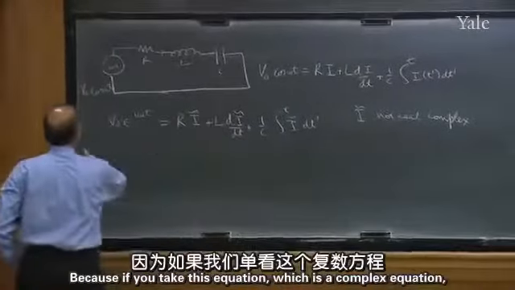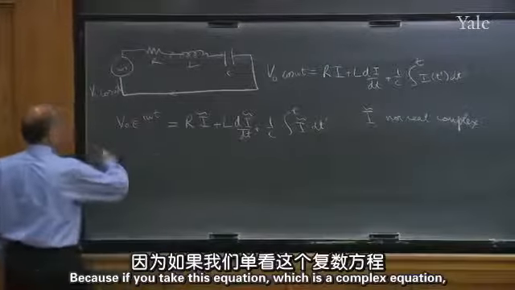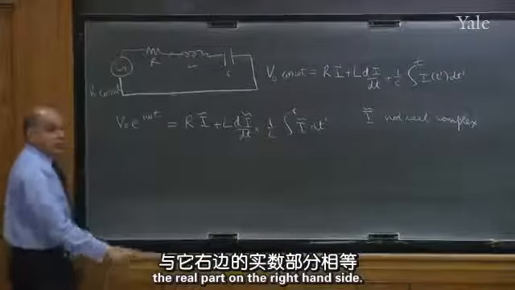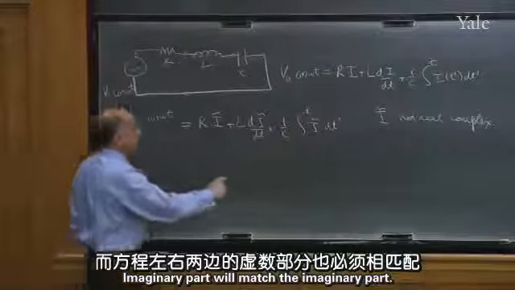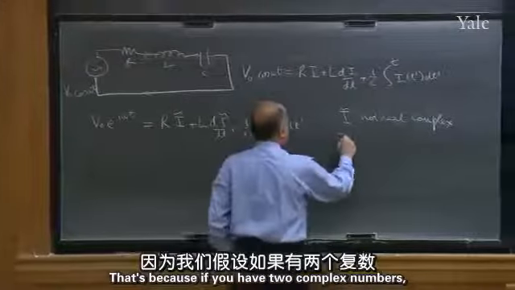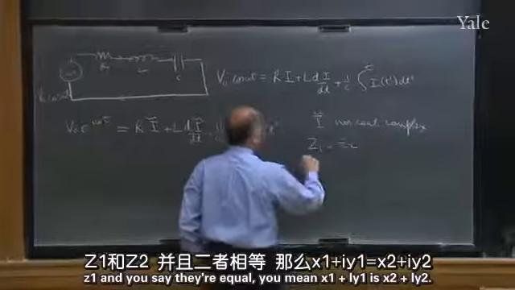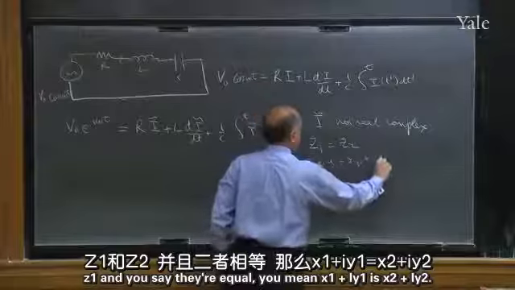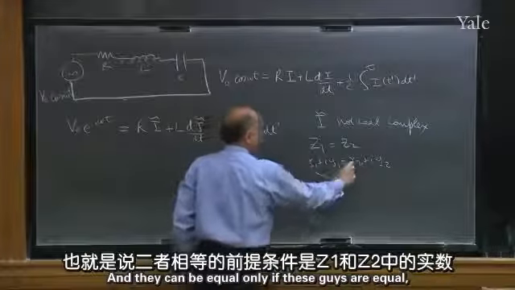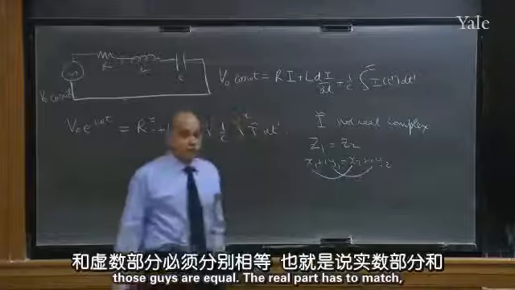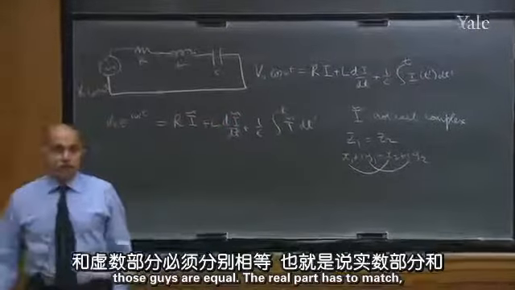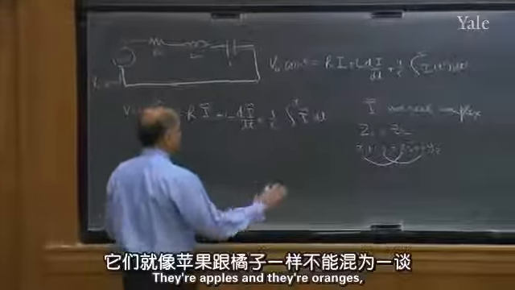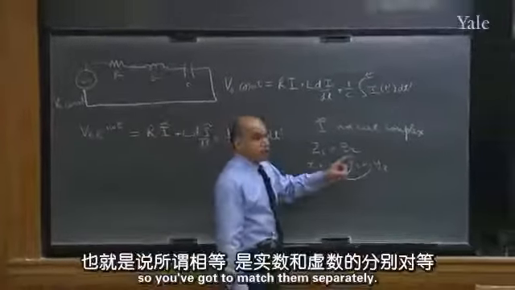Why? Because if you take this equation, which is a complex equation, then the real part on the left-hand side will match the real part on the right-hand side. The imaginary part will match the imaginary part. That's because if you have two complex numbers, z1 and z2, and you say they're equal, you mean x1 plus i y1 is x2 plus i y2. And they can be equal only if these guys are equal, those guys are equal. The real part has to match, the imaginary part has to. You cannot borrow from the real part and give the imaginary part. They're apples and they're oranges. So you've got to match them separately.